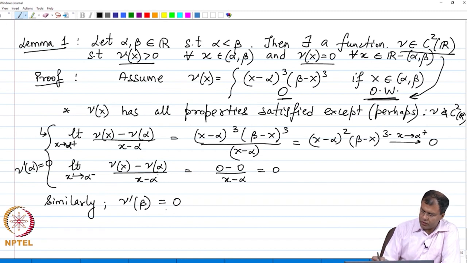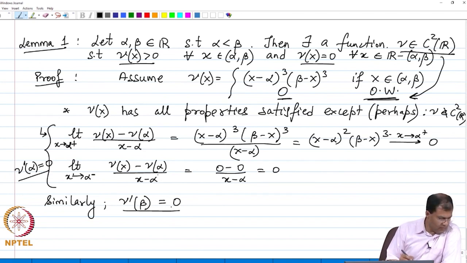What we are trying to show is that nu is indeed differentiable up to second order at the boundary points, because in the interior nu is a polynomial, so it will definitely be differentiable. Outside the interval it is 0, so certainly differentiable, but perhaps not at the boundary points. Here we have shown that it is first order differentiable at the boundary points. Similarly, let us look at the second derivative.